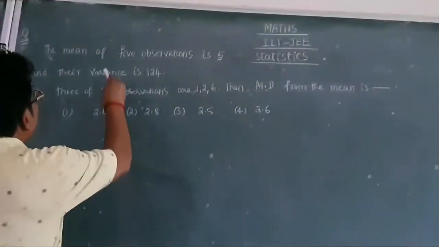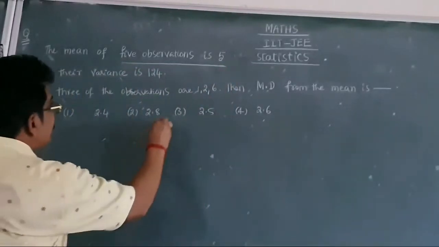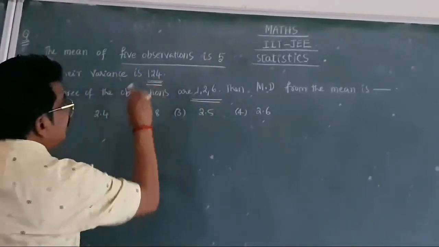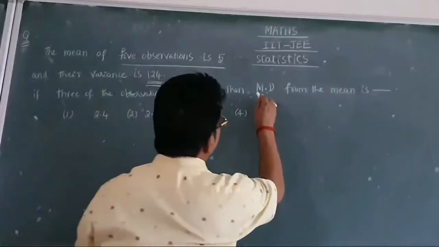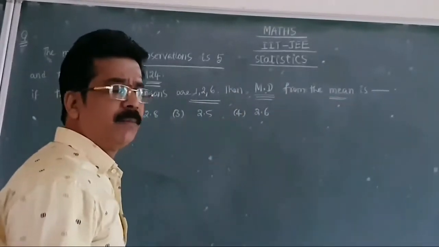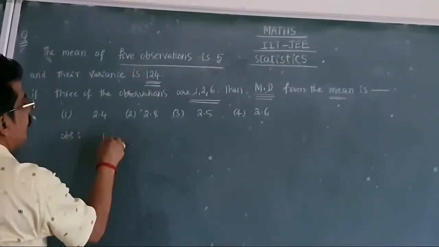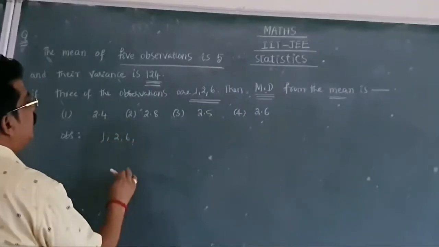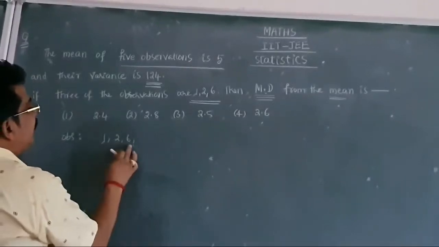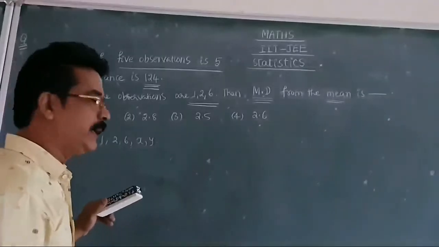Next question. The mean of 5 observations is 5. Out of which 3 observations are given, and its variance is 124. Then find the MD about the mean. This is the question, an important model. So let us take the observations 1, 2, 6. Actually, total 5 observations are there. 3 are known, and let the unknown observations be x, y.